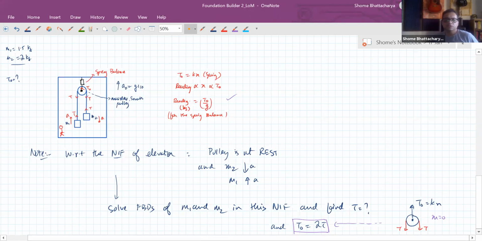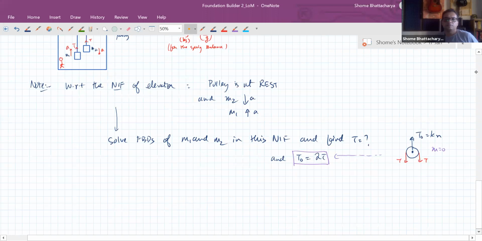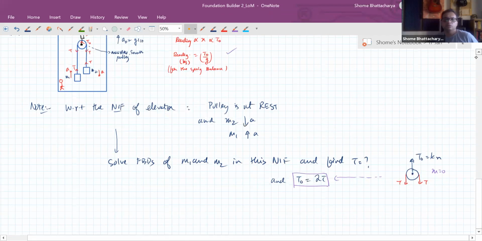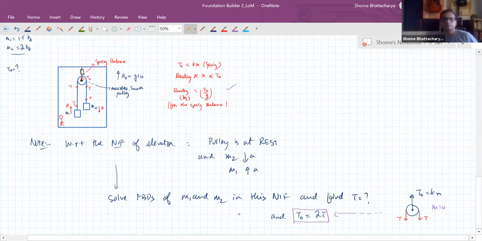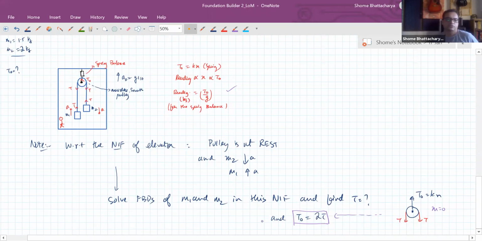So the concept of the question is clear to all of you. If you haven't done this question, please try it out using this now. I've told you what to do here. First of all, you have to make the free body diagrams of M1 and M2 in this non-inertial frame. And once you've done that, from the free body diagram equations, you have to solve for T, the tension in this thread. Once you get that, just double it. That is nothing but the tension in the spring, and that will give you the reading of the spring balance. Is this clear, people?